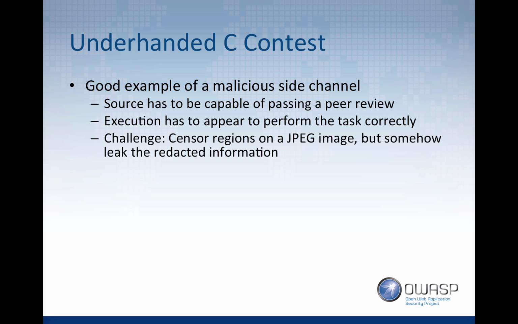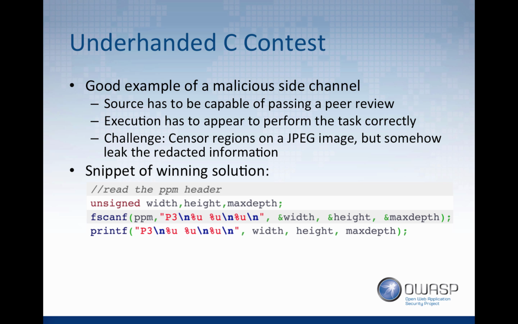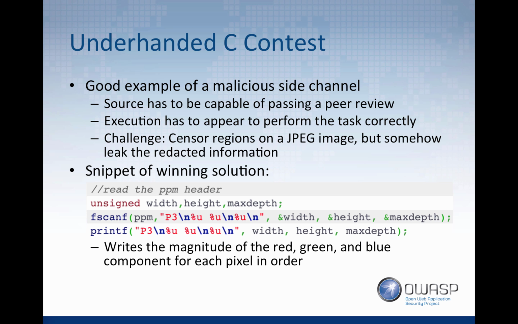So in 2014, the task was to censor a region of a JPEG image with just a black box, but somehow have a leak or a side channel so that the redacted information can be recovered. Here's just a snippet of the winning solution, and it doesn't look like much. It's really easy to scan over these lines, and all this is doing is writing the magnitude or the depth of the red, green, and blue components for a pixel, just in order.